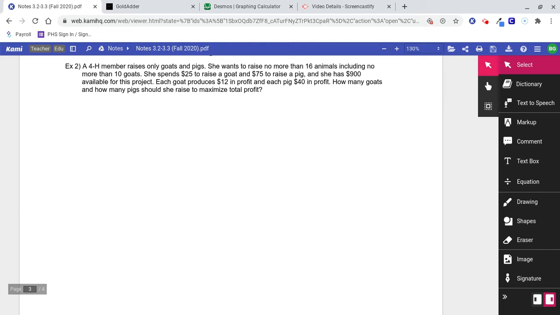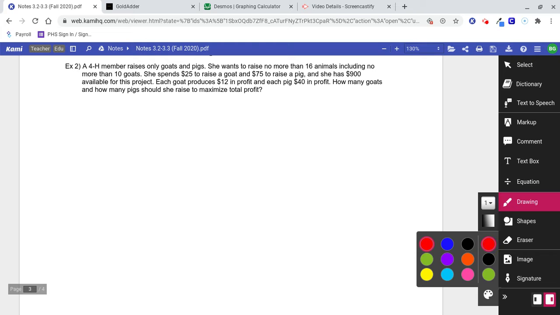She spends $25 to raise a goat and $75 to raise a pig. She has $900 available for this project. Each goat produces $12 in profit and each pig $40 in profit. How many goats and how many pigs should she raise to maximize the total profit?